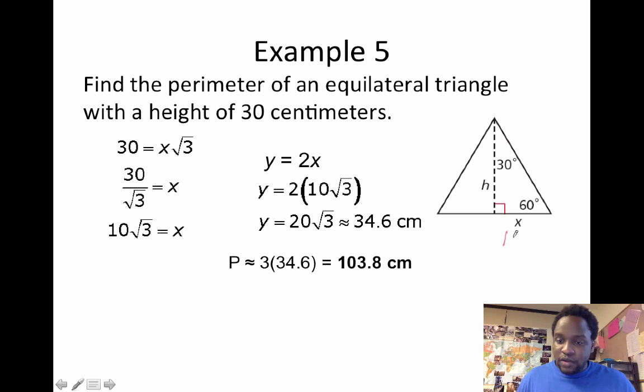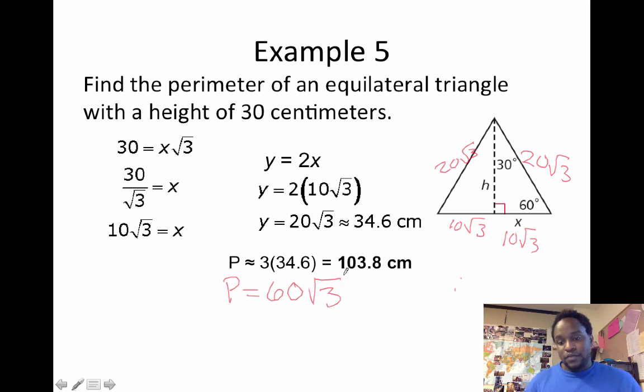So if this is 10 radical 3, this would be 20 radical 3. And same goes for this side, 10 radical 3, 20 radical 3. So if you add them all up, we would get that the perimeter P is equal to 60 radical 3.